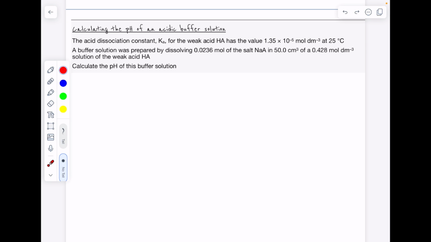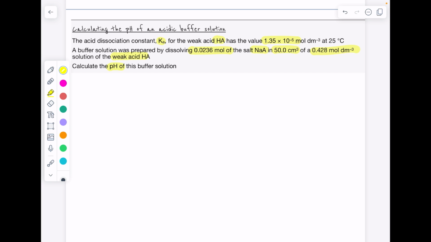How to calculate the pH of an acidic buffer solution. The acid dissociation constant Ka for a weak acid has a value of 1.35 times 10 to the minus 5. A buffer solution was prepared by dissolving 0.0236 mol of a salt NaA in 50 cm³ of 0.428 mol per dm³ solution of weak acid.